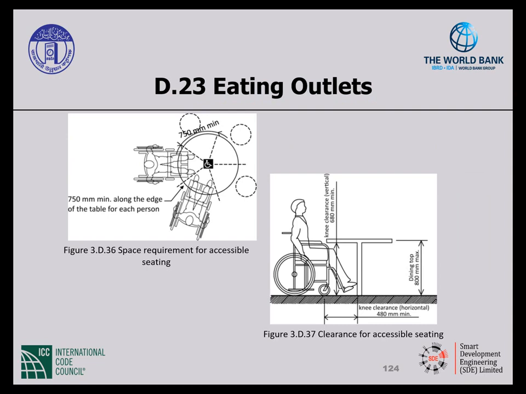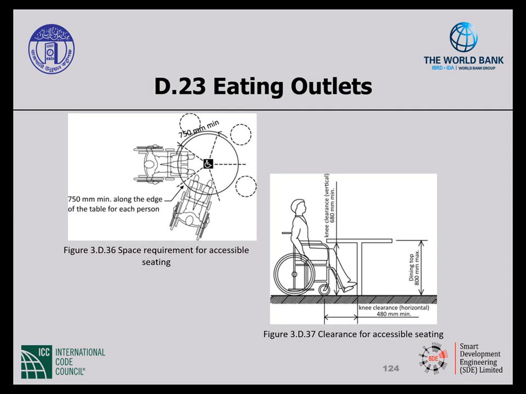Eating outlets. Eating outlets with or without fixed seats shall have accessible seating areas. Where fixed seats are provided, the number of seats and the locations of those seats shall comply with section D.3.2, which we talked about at the beginning of this presentation. There should be a circulation aisle around all of the seating, a minimum 1200 millimeters wide. And where fixed seating is provided, there should be a minimum clear between seats of 750 millimeters measured along the outside edge of the table.